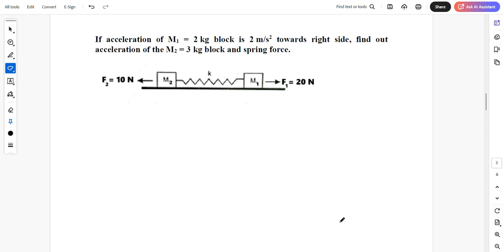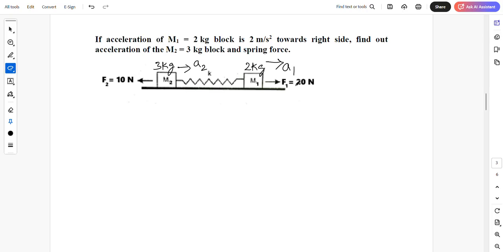It is saying, if the acceleration of m1, this is m1, which is 2 kg, and m2 is 3 kg, which is acted on by 20 newton. It is accelerating towards the right. I will call this a1, and we have to find the acceleration of m2, I will call it a2. We are supposed to find the acceleration of the block m2 of mass 3 kg.